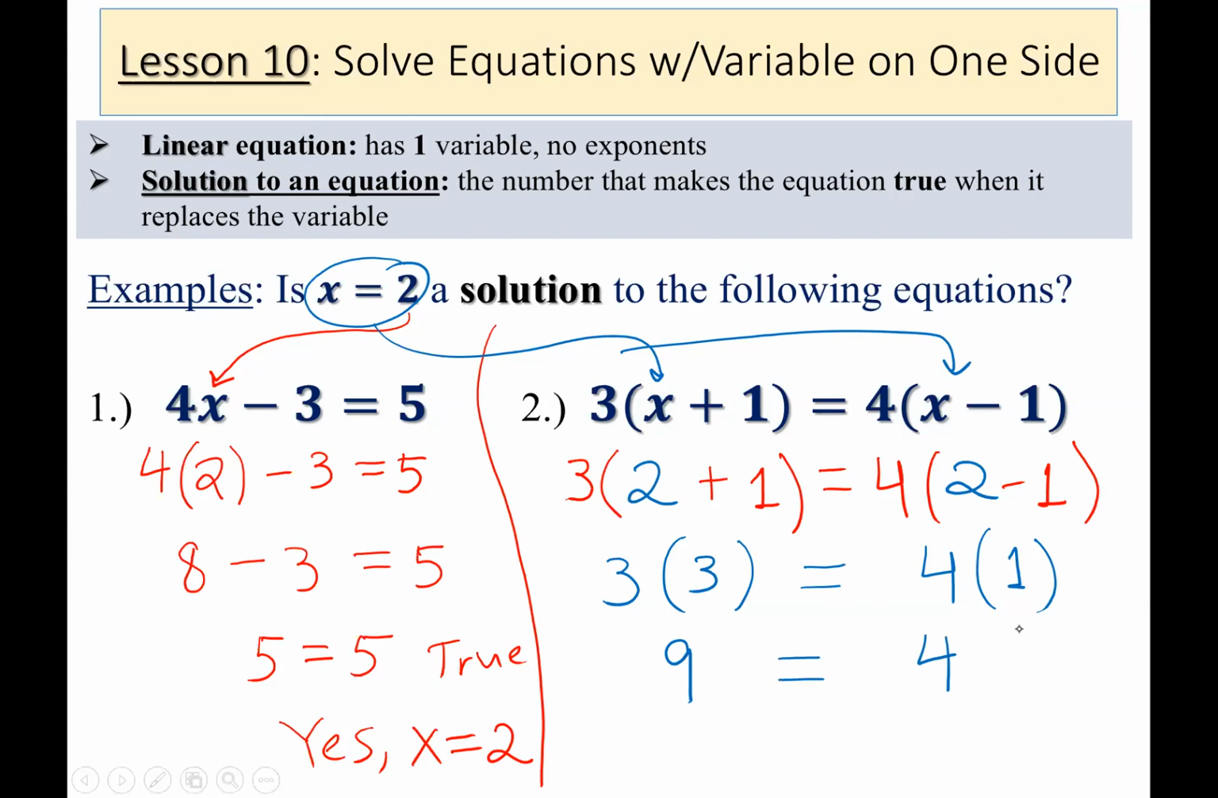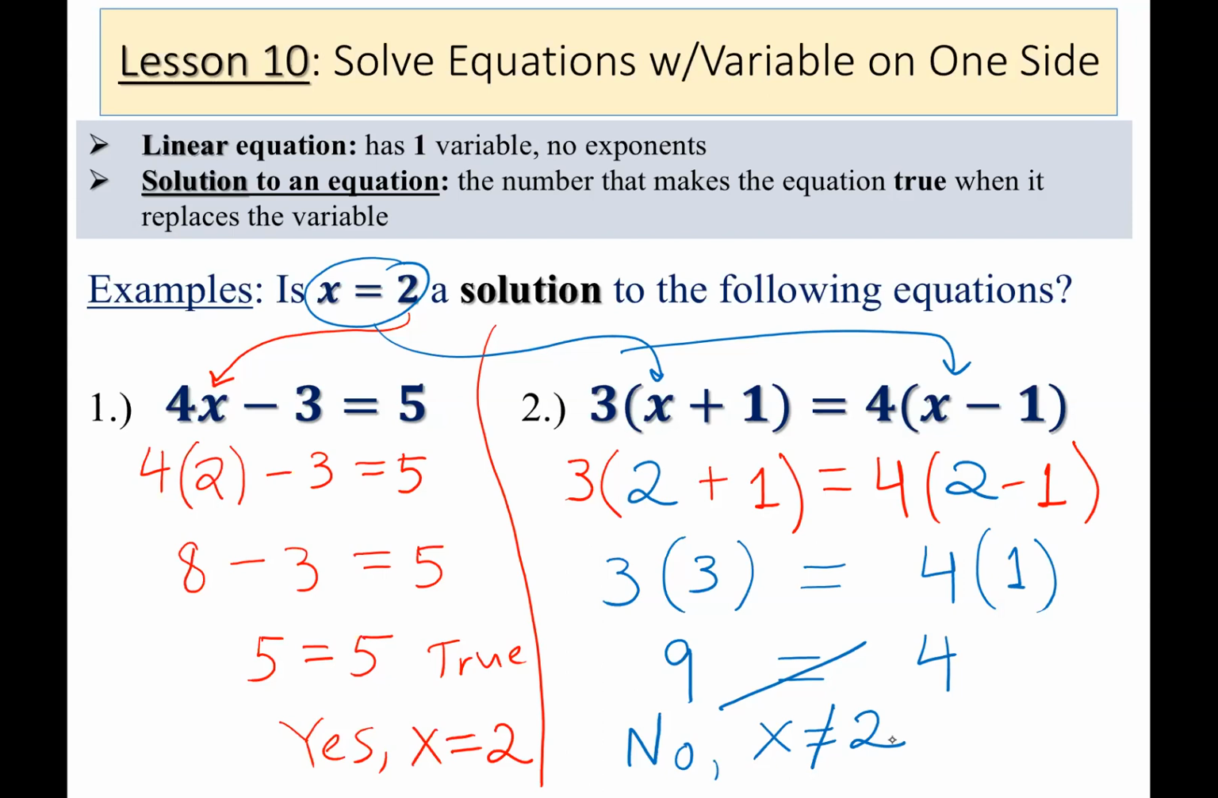That is not true. So I'm actually going to cross that out. This is actually not true. So I would say no, x equals 2 is not a solution. Or a shorter way of saying that is just x is not equal to 2. So I've just written x, and then I wrote an equal sign with a slash through it, and then 2. So the answer is no for this one. 2 is not a solution.